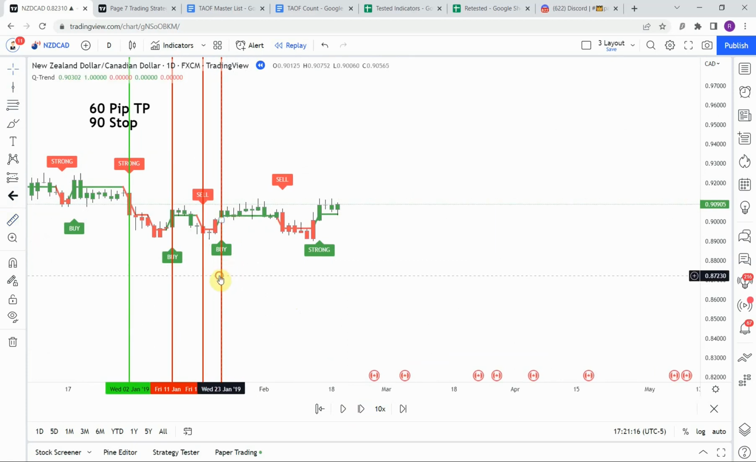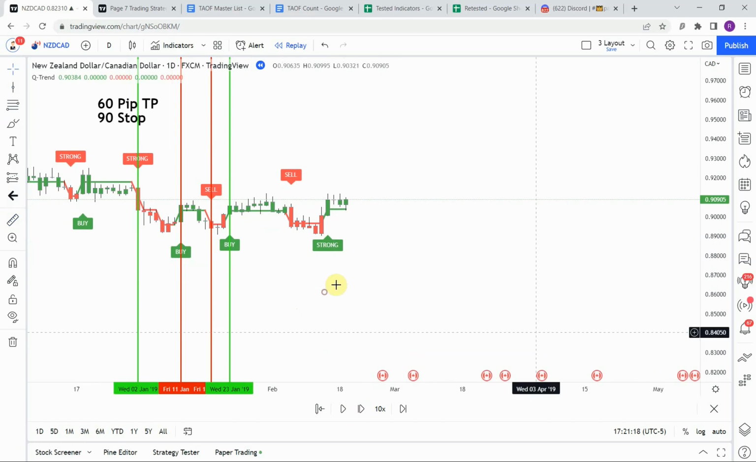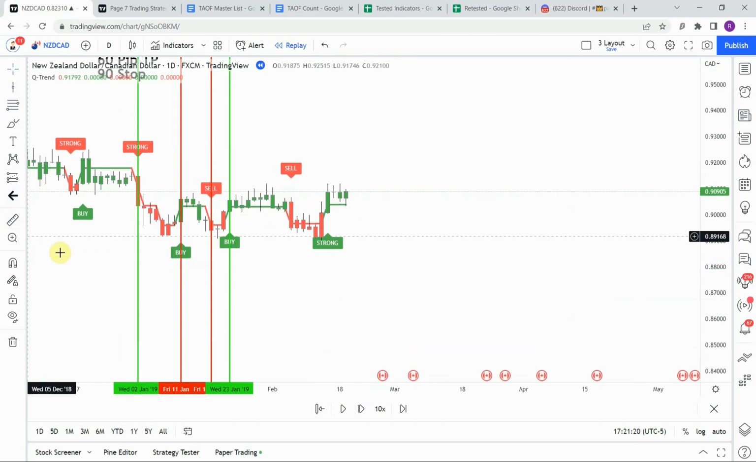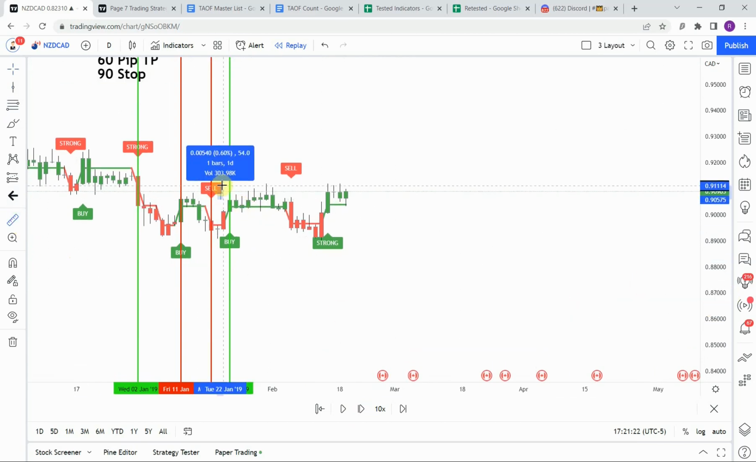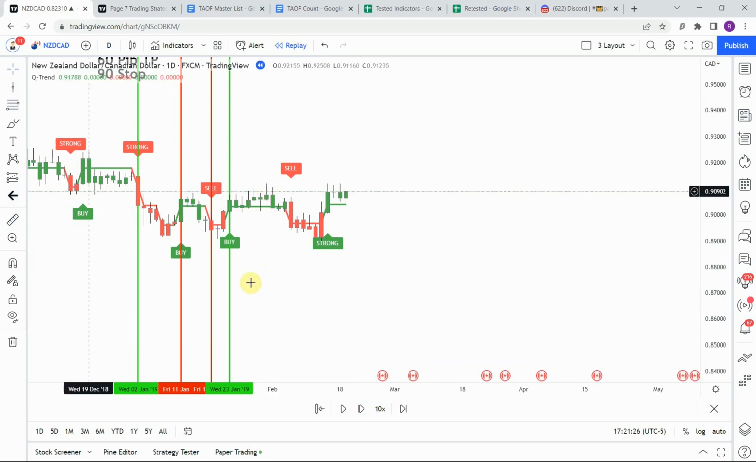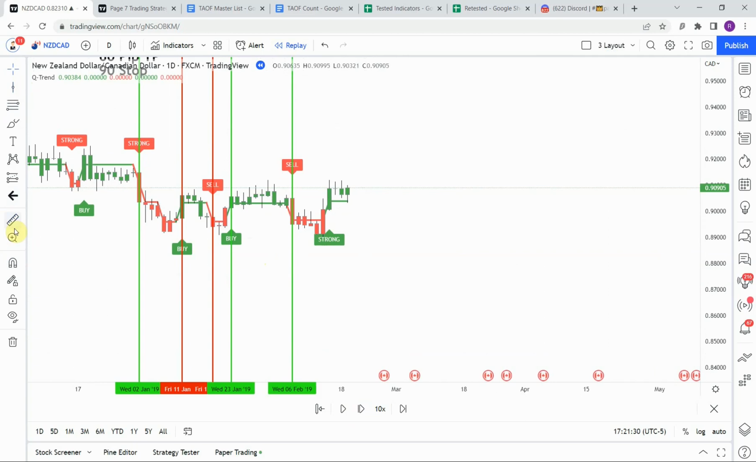All right, so we got that buy signal right there, and it looks like we were able to push up just enough to get us to our take profit, just barely on that wick. We then pick up a sell signal right here.